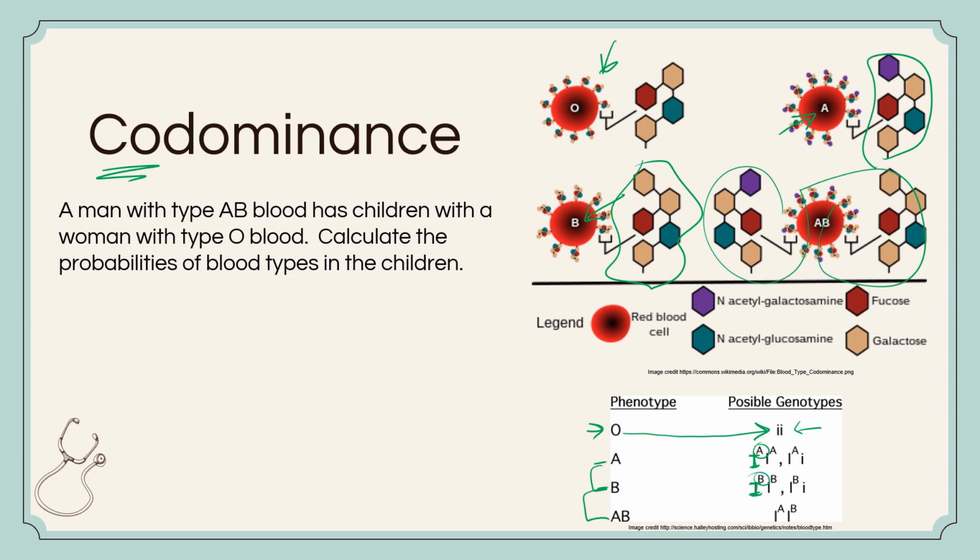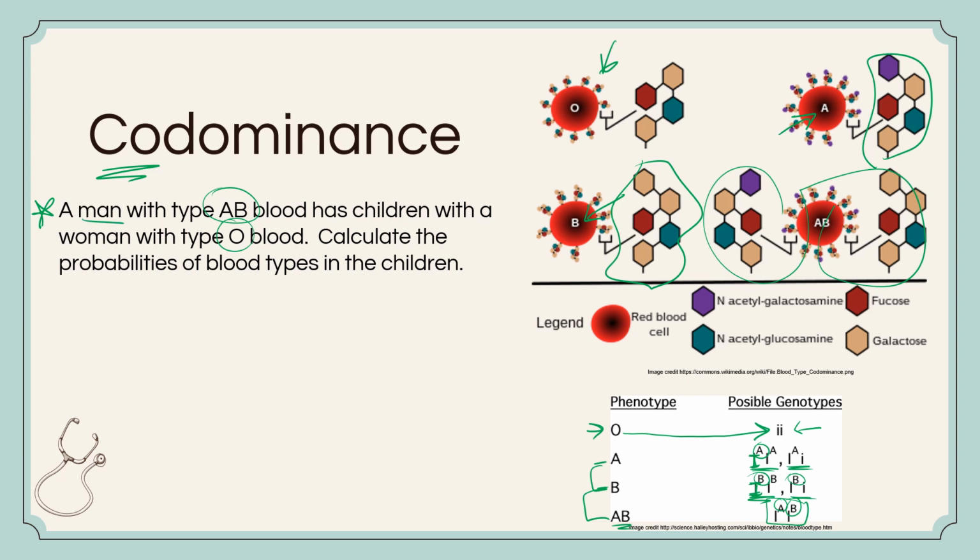So you can be homozygous dominant or heterozygous and have type A blood. You can be homozygous dominant or heterozygous and have type B blood. You can be heterozygous codominant and end up with both A and B, and then you have type AB blood. So let's look at this example. I have a man with type AB blood who has children with a woman with type O blood. Let's figure out what are the potential blood types of any potential children born between this couple.